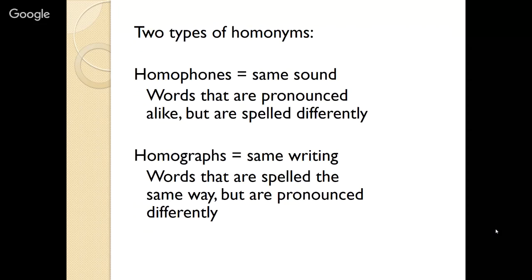Okay, so homonyms. There are two types of homonyms. There are homophones, which literally means same sound, and those are words that are pronounced alike but are spelled differently. And then homographs, which means same writing, and those are words that are spelled the same way but are pronounced differently. And when it comes to homonymic errors, not many of them are homographs. There's a couple that people get a little confused about, but for the most part, the homonymic errors fall into the category of homophones.